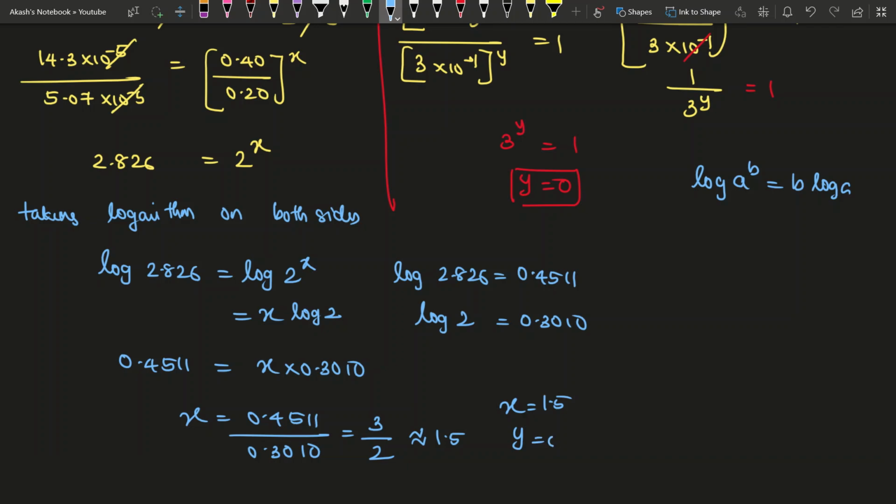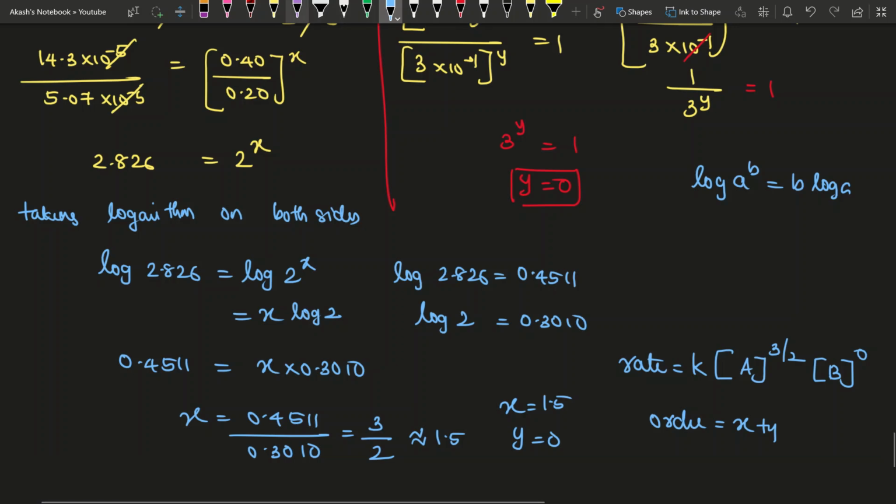We got y value equal to 0. Therefore, the rate of the reaction is equal to the rate constant into concentration of A raised to 3 by 2, that is 1.5, into B raised to 0. Then the order of a reaction is equal to x plus y. That means order is the sum of the powers raised in the rate law. When you take the sum of that, that corresponds to the order of that particular chemical reaction. So here the order of this reaction will be equal to 3 by 2 plus 0, that is equal to 3 by 2. Hope this explanation is very clear.